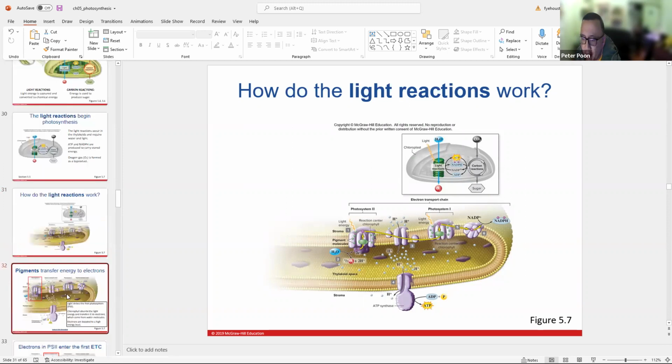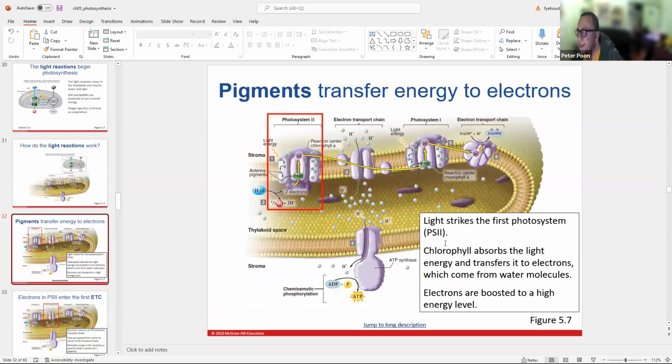Let's start with part one. Light strikes the first photosystem, which is called photosystem 2. Unfortunately, photosystem 1 was discovered before photosystem 2, but photosystem 2 actually works first. So it's a little bit backwards. The first thing that happens is photosystem 2.